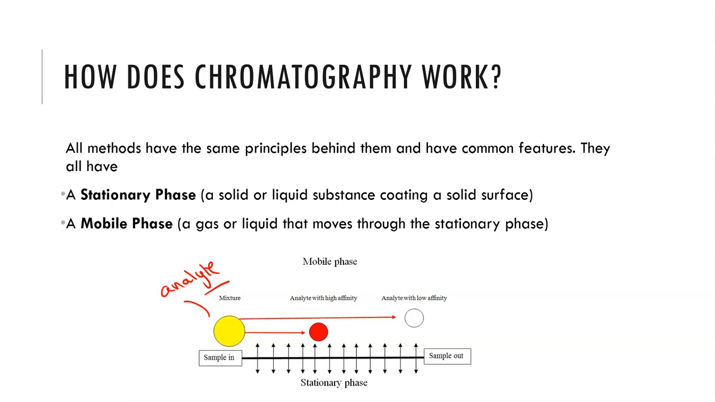So one of the things that we want to talk about is affinity. If an analyte has a high affinity for the stationary phase, it will spend more time bonded to the stationary phase and be slowed down, versus an analyte with low affinity for the stationary phase or a high affinity for the mobile phase. This will spend more time in the mobile component of the system and therefore will travel more quickly through the system.